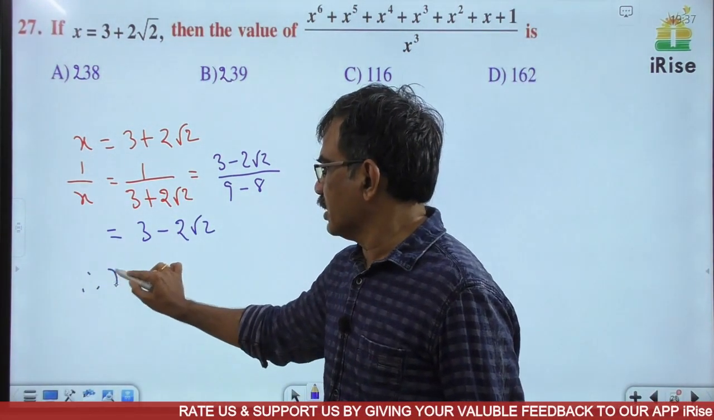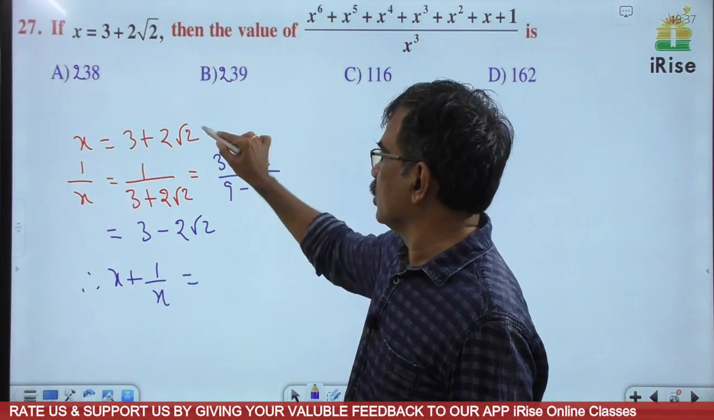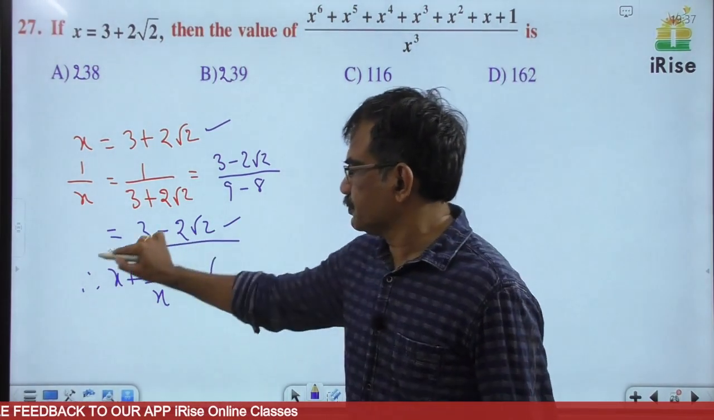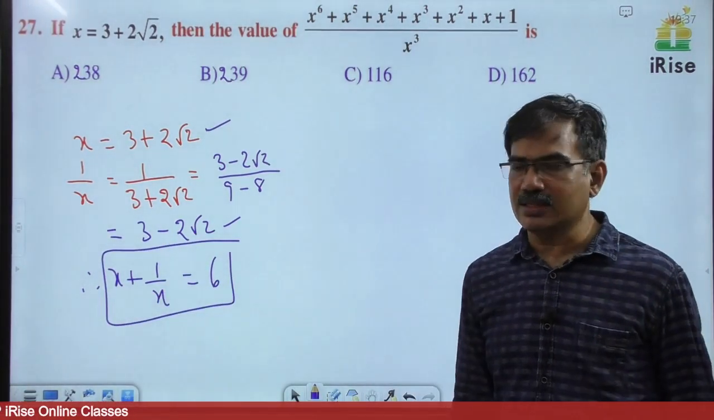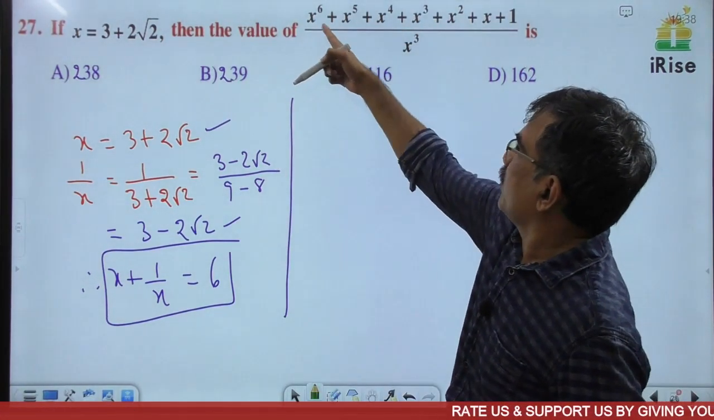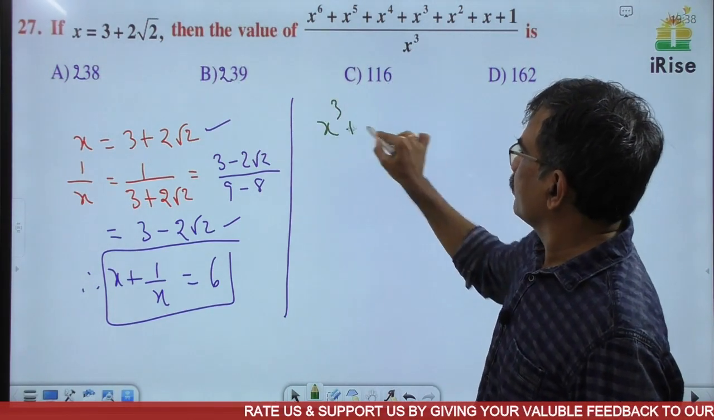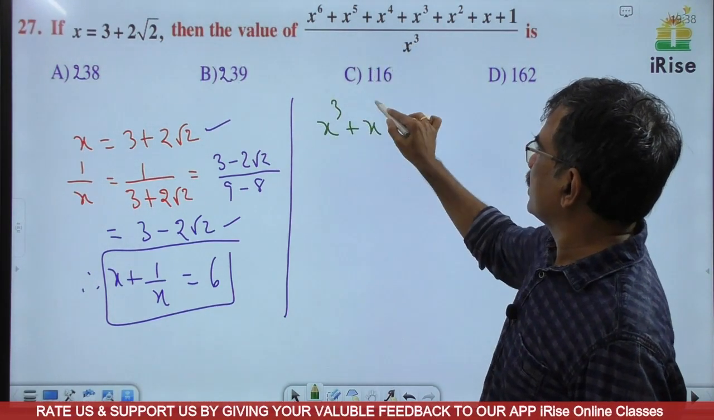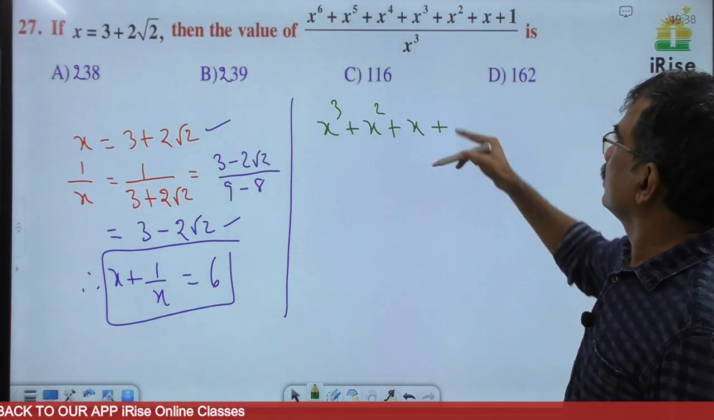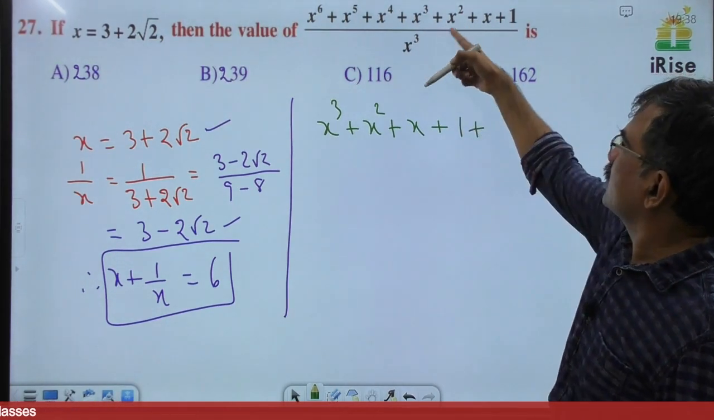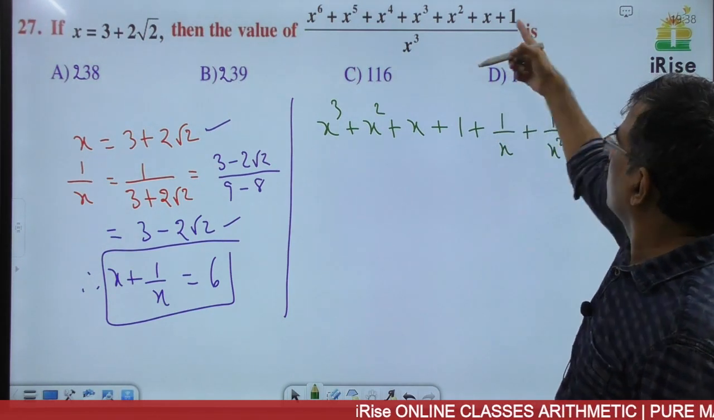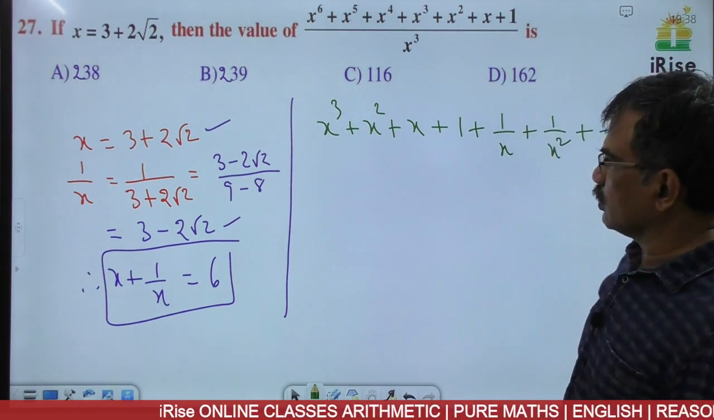So therefore, what is x plus 1 by x? If you add these two, this one and this one, what do we get? 2 root 2, 2 root 2 cancel, we get 6. So x plus 1 by x is 6. Then what is the question? See the question carefully. X power 6 by x cube is x cube. X power 5 by x cube is x square. X power 4 by x cube is x. Plus x cube by x cube is 1. X square by x cube is 1 by x. X by x cube is 1 by x square. 1 by x cube. This is the question.